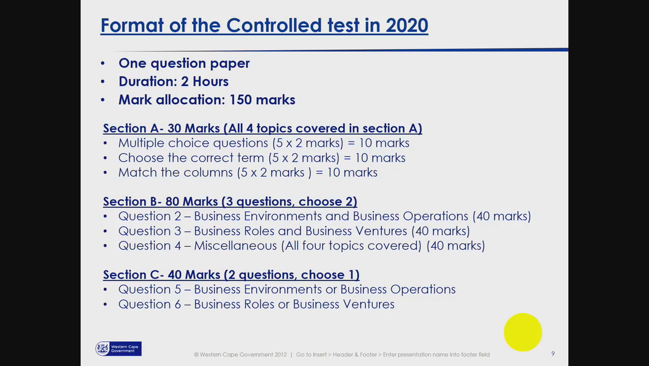So question 5 will either be examined on a topic that falls under business environments or operations, and question 6 will be made up of topics that fall under business roles or business ventures.